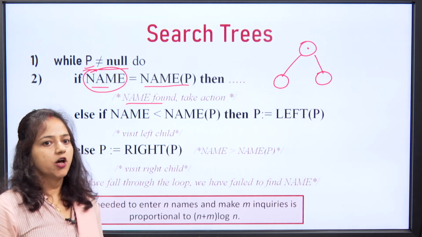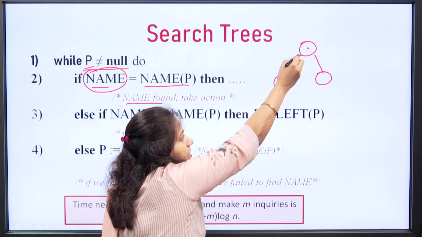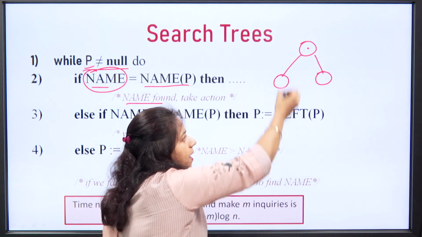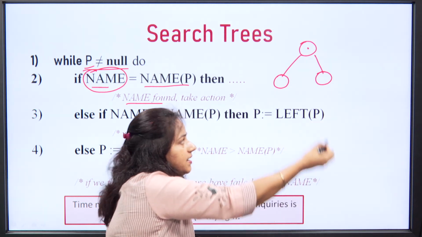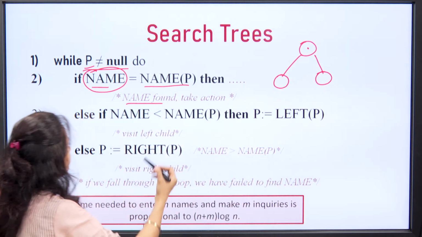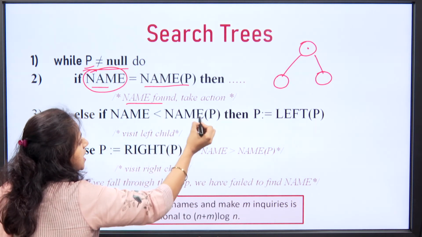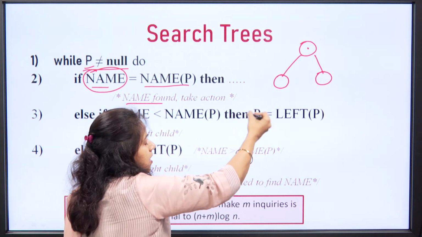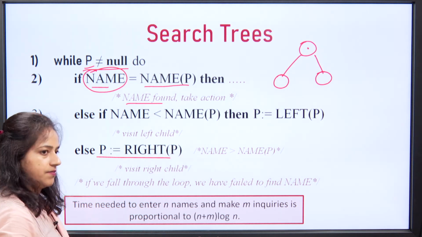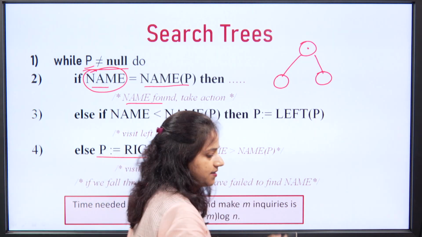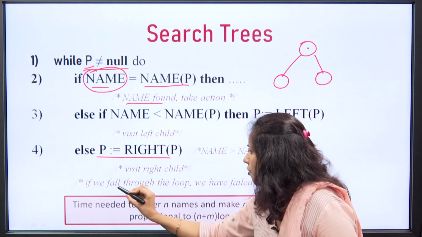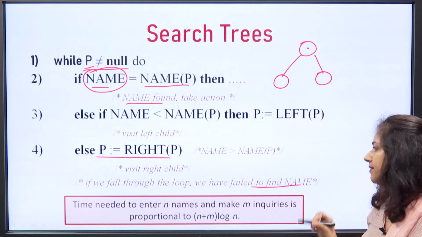Now, second case, if it is not equal, then the item can be found either in the left subtree of that node or in the right subtree of the node. It will be found in the left subtree if the item is less than that value. So, if name is less than name of P, then we will go to the left child of it, otherwise we will go to the right child of it. If after executing these steps the record is not found, then we fall through the loop and we have failed to find the record.